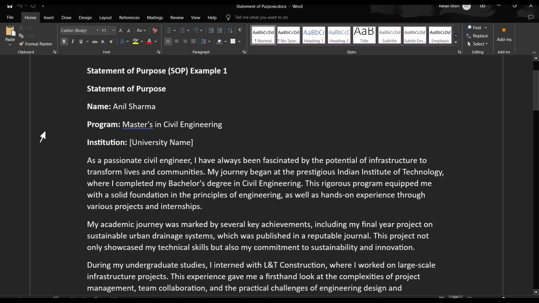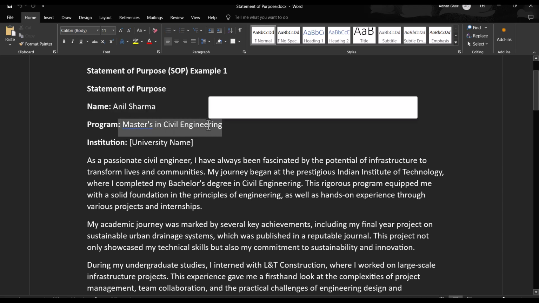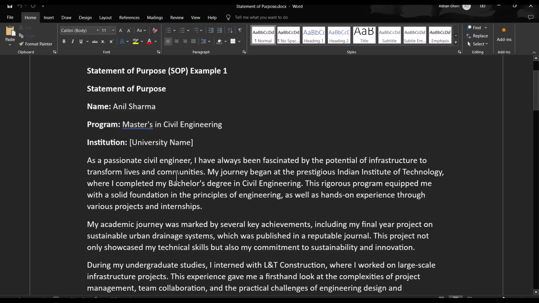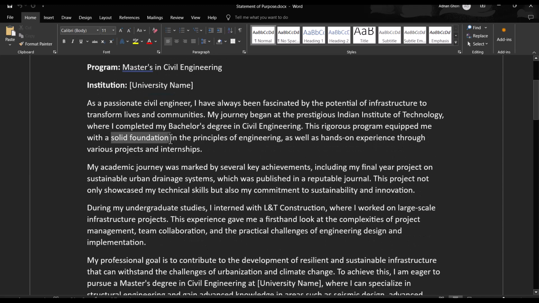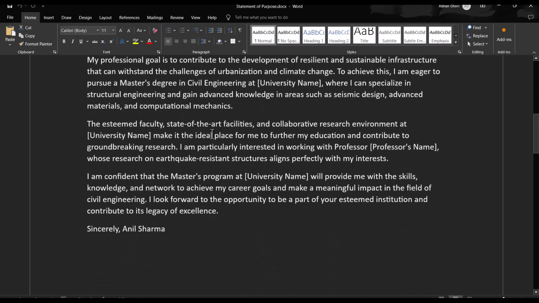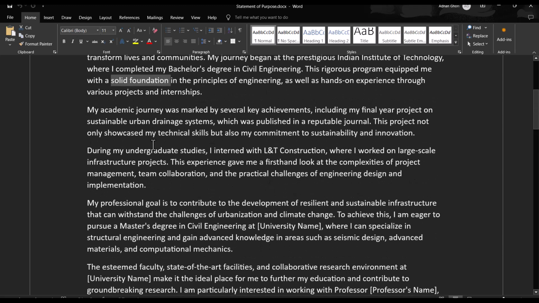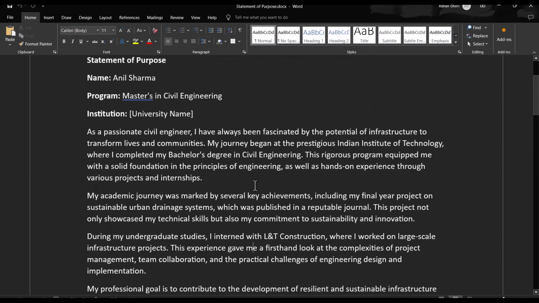Okay, so this is an example, like you can mention your name. This is just an example. Program: Masters in Civil Engineering. As a passionate civil engineer, I have always been fascinated by the project potential of infrastructure. Rigorous program equipped me with a solid foundation. This should be the usual length of the statement of purpose.